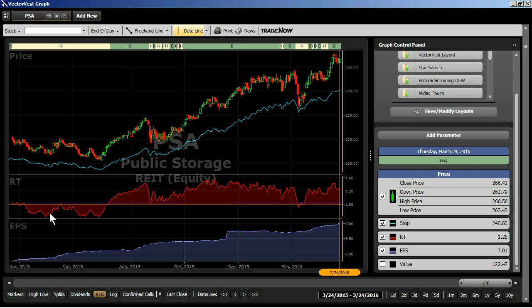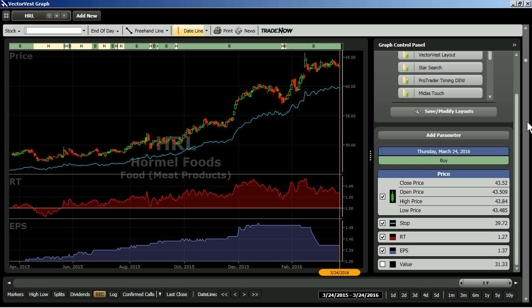Relative timing, middle of 2015, below 1 but staying above its stop price or its 13-week moving average. Holding on from hold to buy, and through the last year never becoming a sell recommendation. While it did threaten that stop line here, the blue line again is the 13-week moving average, it never actually closed below that line and never became a sell over the last year. And we can continue to scroll through.